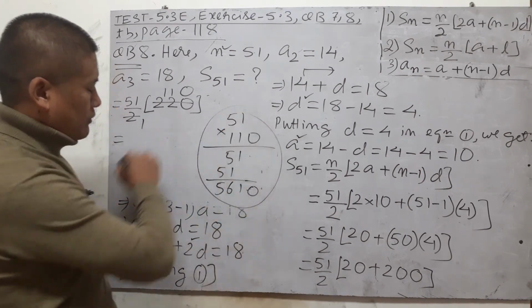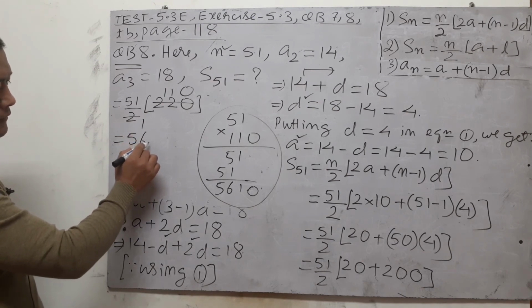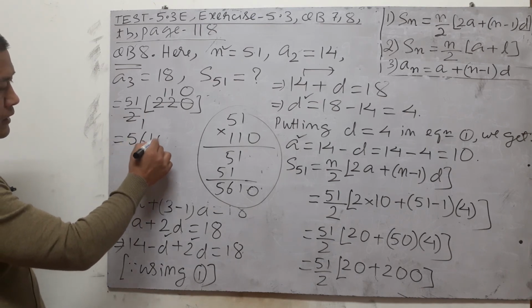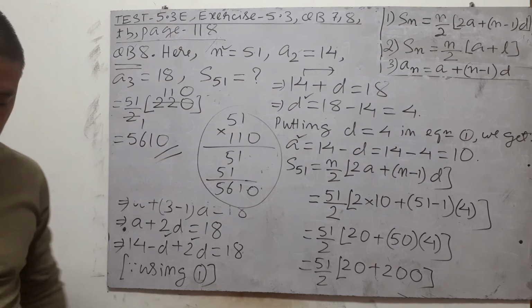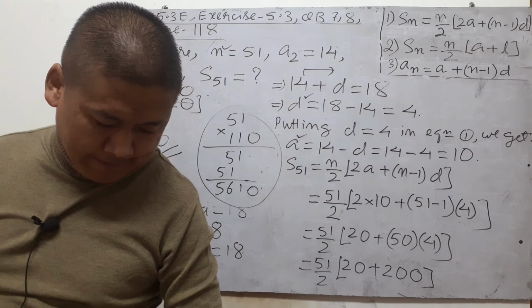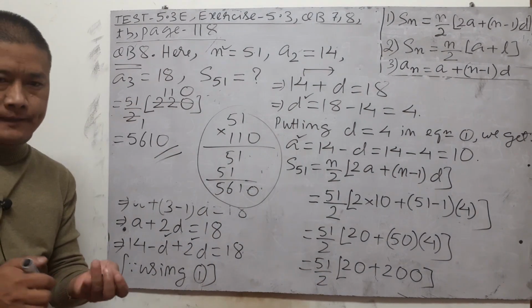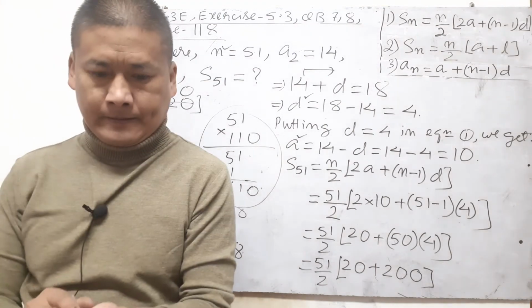So the required sum of 51 terms is 5610. Hope it's the same as the textbook answer. Yes, it's the same, 5610. So that concludes the test part. I hope you got it, right?